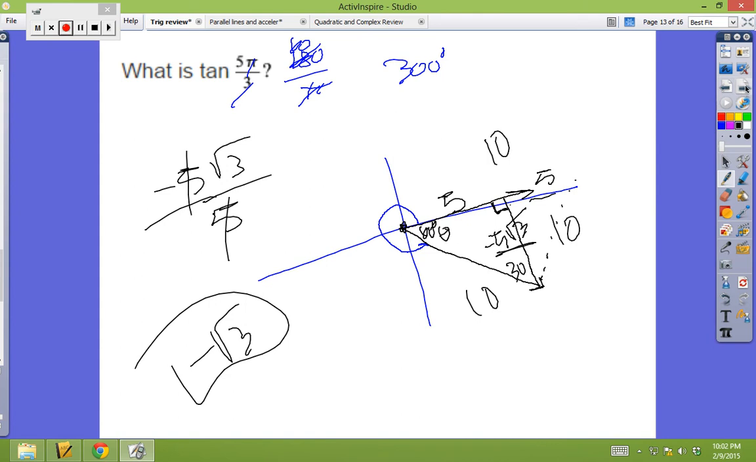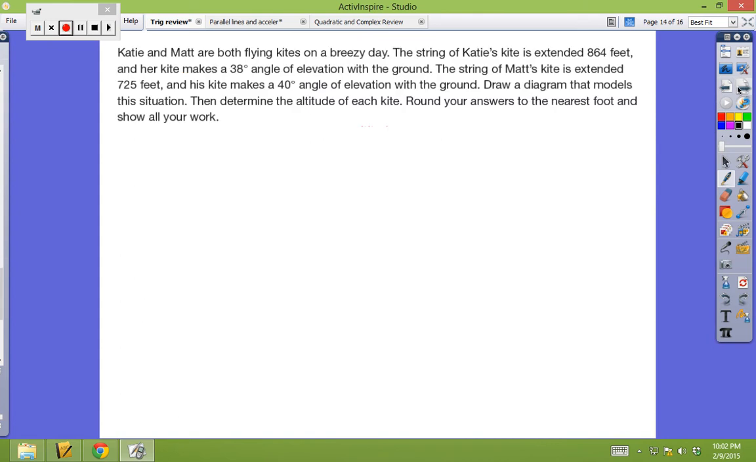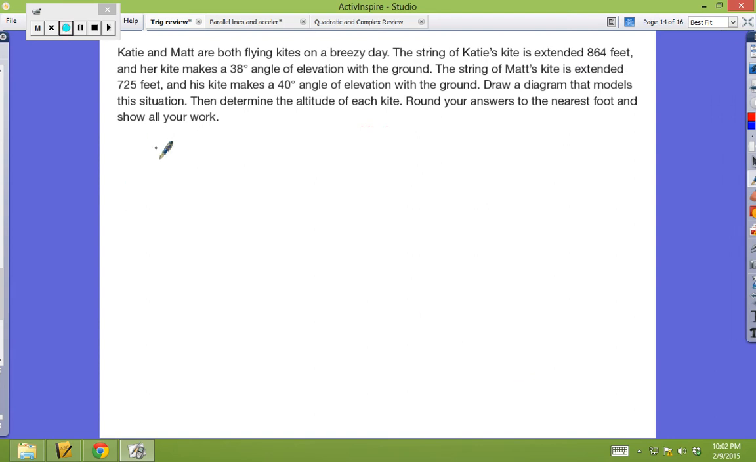So you got to draw a triangle out, show your work. And on this one we're going to have to draw a picture. So Matt and Katie are flying kites. String of Katie is extended 864 feet. So let's pretend that's her hand. And then that's the kite right here. So that piece is 864.